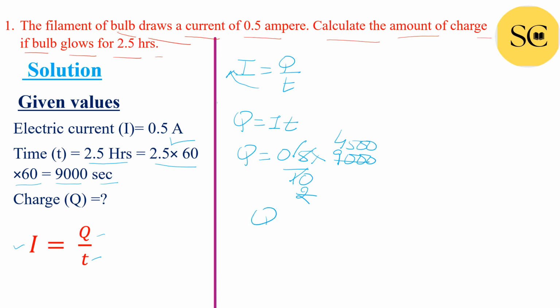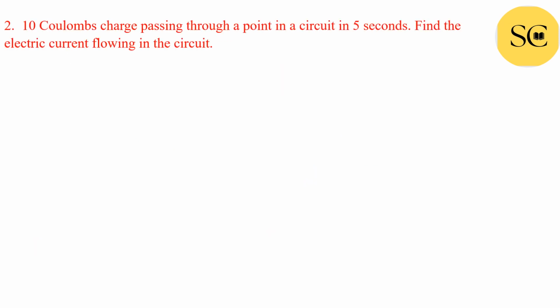Now we have 4,500 coulomb. This is the amount of charge we have. The unit of charge is coulomb. So this is our first question. Now the second question: 10 coulomb charge passes through a point in a circuit in 5 seconds. Find the electric current flowing in the circuit.